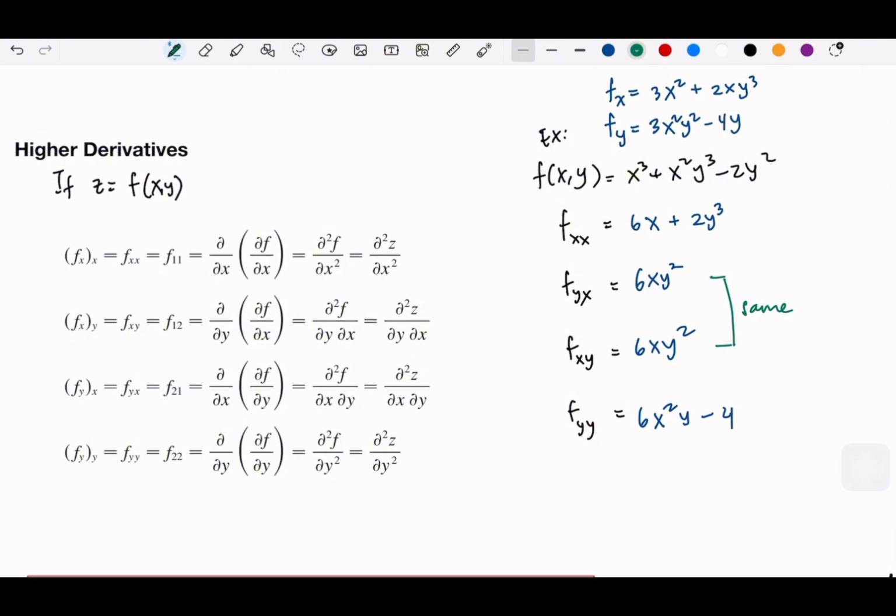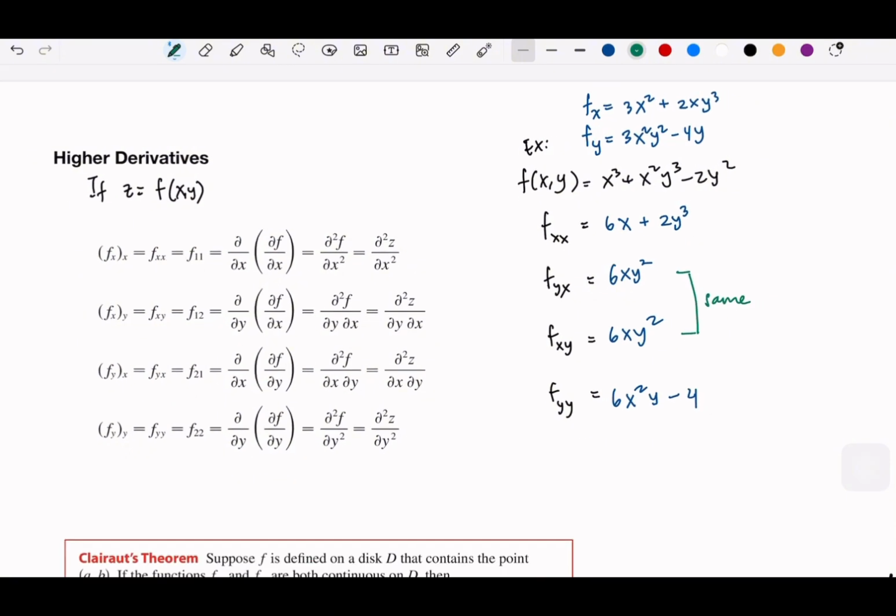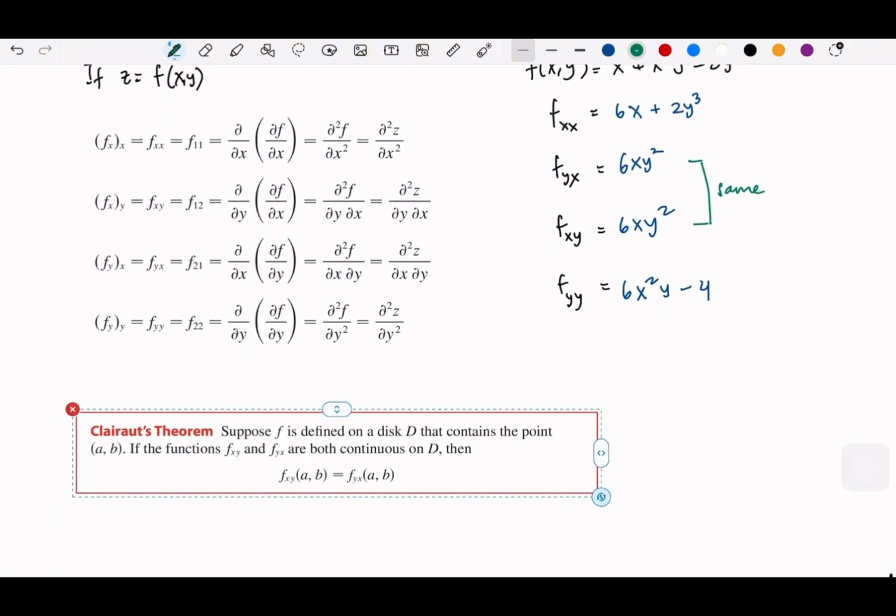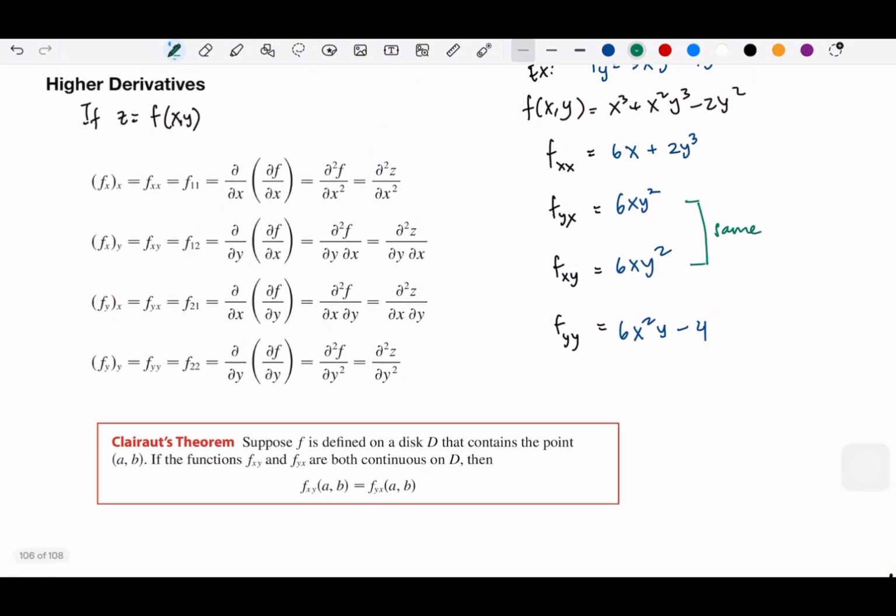It will also work well if you have three variables. For example, xyx will be the same as xxy. This is a concept called Clairaut's theorem, that fxy will be the same as fyx. The result of this partial will be the same.